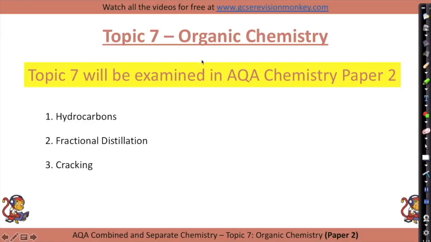Now we're going to move on to the next topic, which is all about organic chemistry, which is really talking about molecules that have carbon in them, or carbon-based molecules. First of all, we'll look at hydrocarbons, which contain 2 elements, hydrogen and carbon, hence the name, hydrocarbons. And we'll look at the process of fractional distillation and the process that follows that, which is cracking.